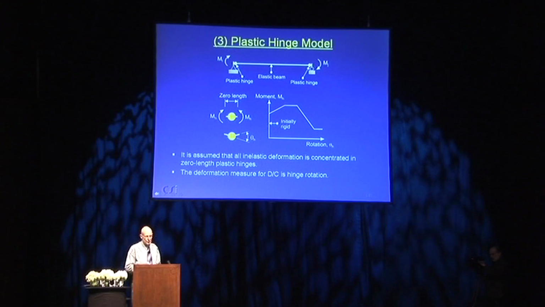The key point is you assume in this case that all of the inelastic deformation is concentrated in these hinges. This is an elastic beam, so you have concentration in the plastic hinges. That's approximate, very approximate, but from a practical point of view, it actually is a pretty good way of doing it. And realistically, this is about as good as you can get. The deformation measure is also quite simple. It's hinge rotation.